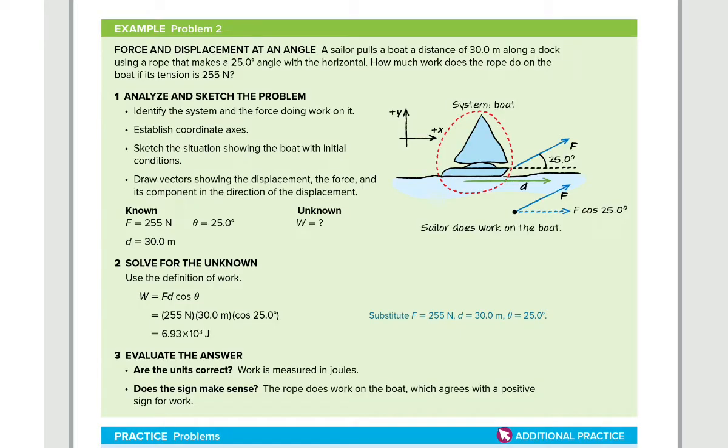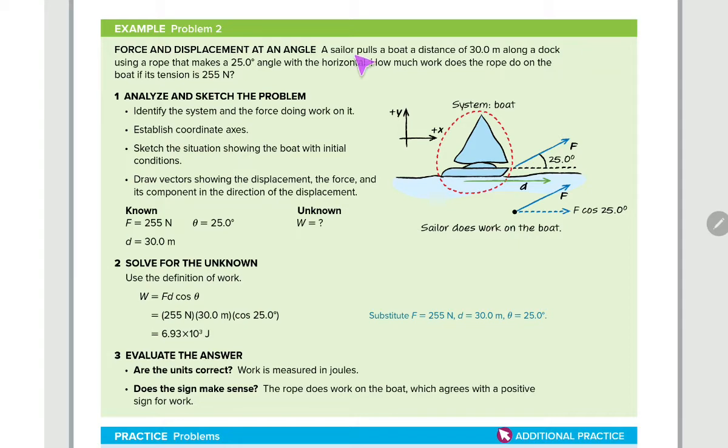Now we have example problem 2 in the book. A sailor pulls a boat a distance of 30 meters along a dock using a rope that makes a 25 degree angle with the horizontal. How much work does the rope do on the boat if its tension is 255 Newton? In the beginning, we will write the knowns and the unknown for the question.